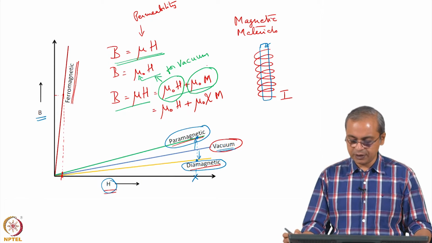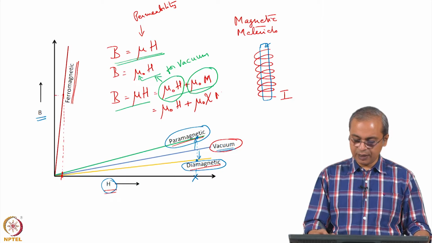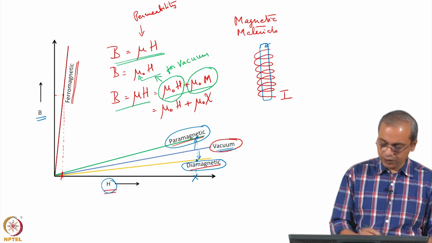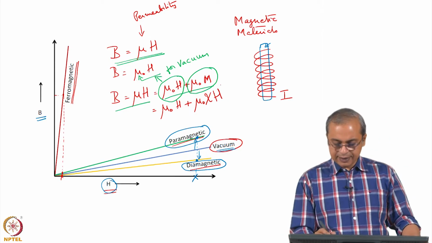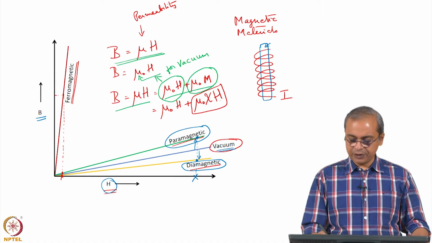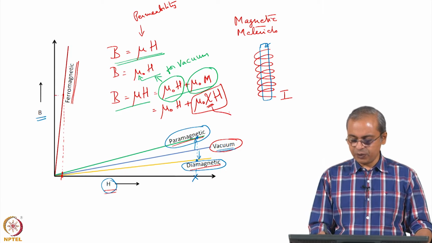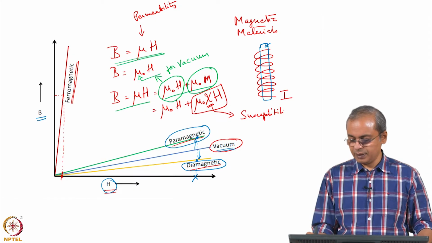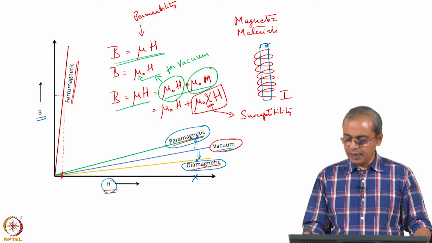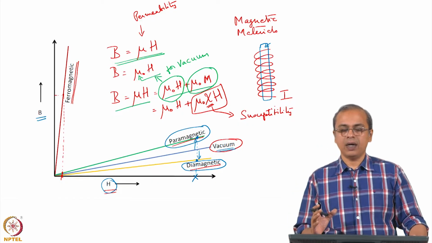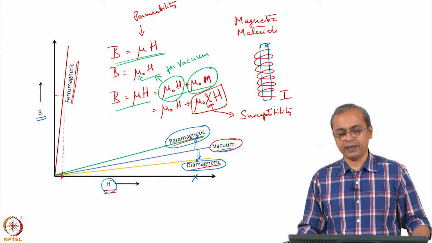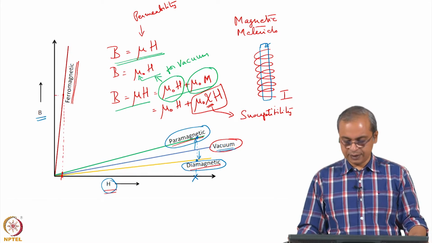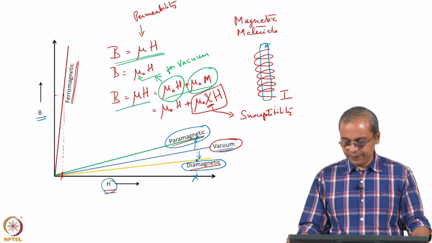I am sorry, this is not M, this is H. This is the additional response due to the presence of the sample, and that is the same term that we are putting here as a function of H. So, this chi here is referred to as susceptibility, and it represents how easy it is to magnetize that material. A higher value of chi means it is more susceptible to magnetism, a lower value would be less susceptible to magnetism. So, this is the general idea here.